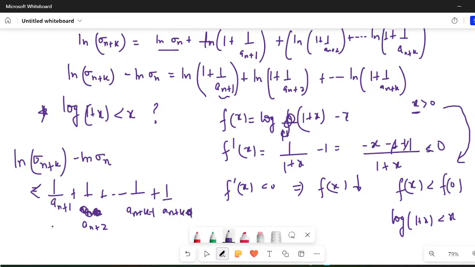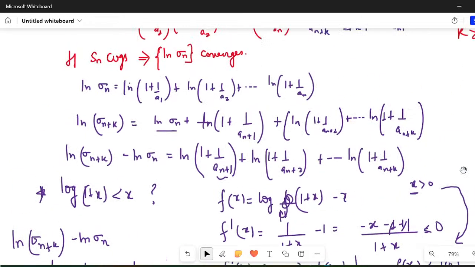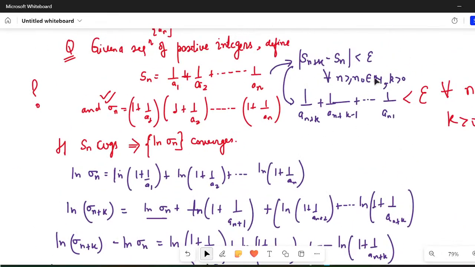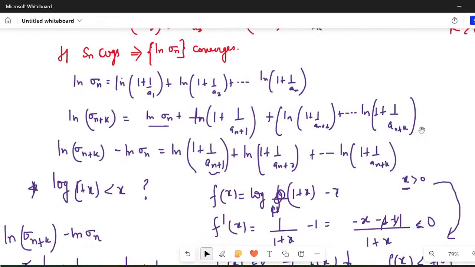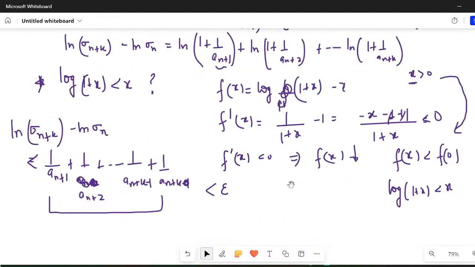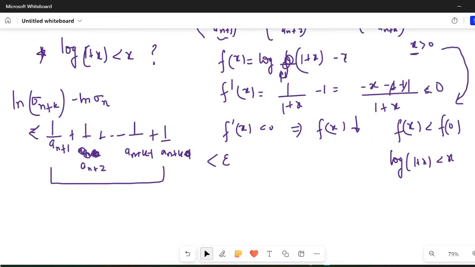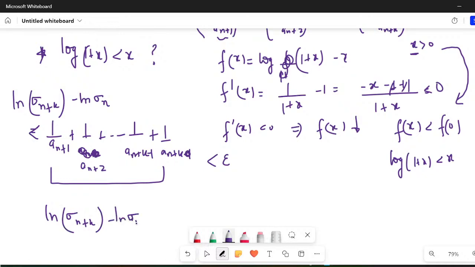I already know that this particular quantity is less than epsilon. Why is it less than epsilon? Since I know that my Sn converges. Since my Sn converges, then 1 upon a_(n+1), 1 upon a_(n+2), and so on up to 1 upon a_(n+k), all these things can be written less than epsilon. What does it imply? It implies that ln sigma (n plus k) minus ln sigma n can be made less than epsilon for all n greater than or equal to n naught belonging to natural numbers.